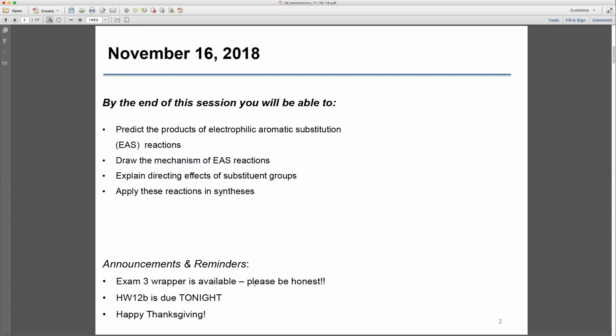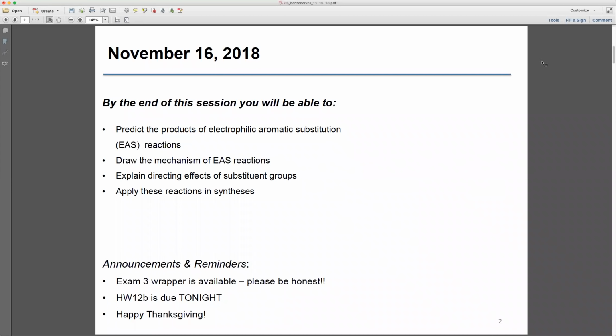There are some questions again about how you feel about chemistry and trying to see if the course has influenced that at all. So please be honest and take the time to answer those questions. It won't take super long. Homework 12B is due tonight. And then I just want to wish you all a happy Thanksgiving.